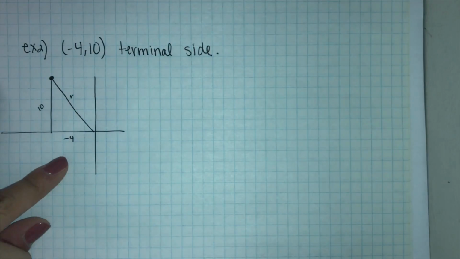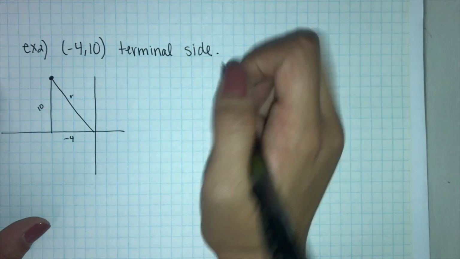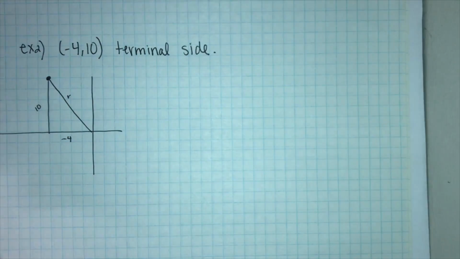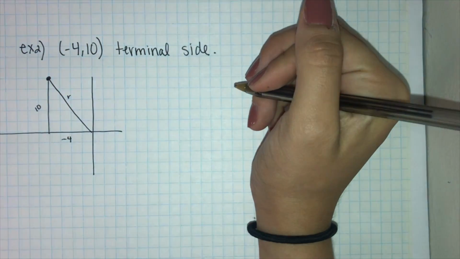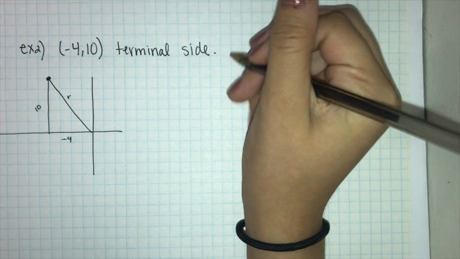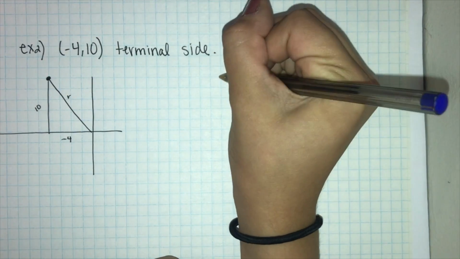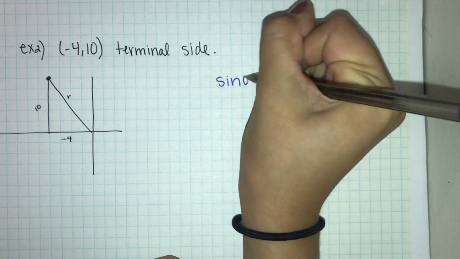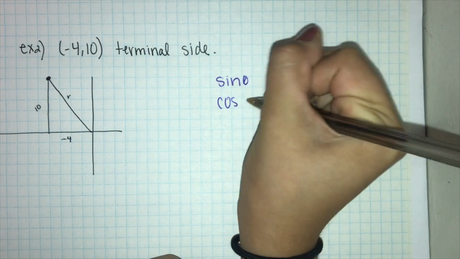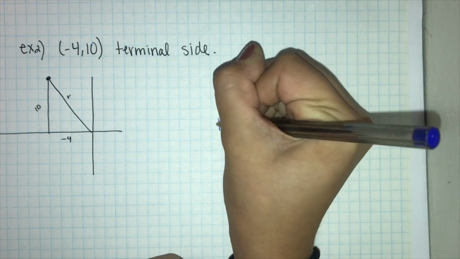And these problems are very repetitive. The only thing that changes are your number values. So we're just going to do what we did before. I'm going to go ahead and write out my first three functions: sine, cosine, and tangent.